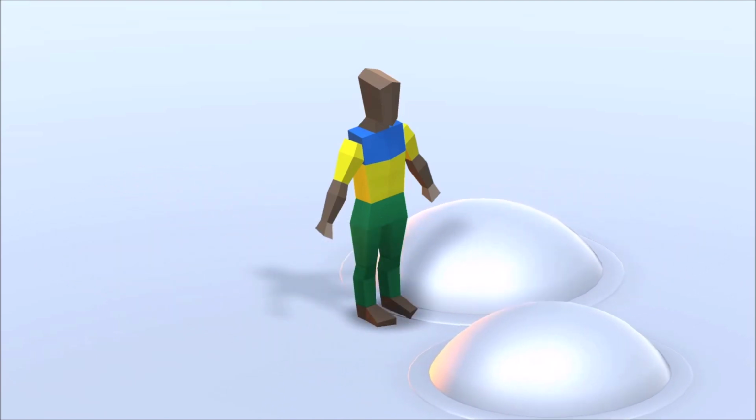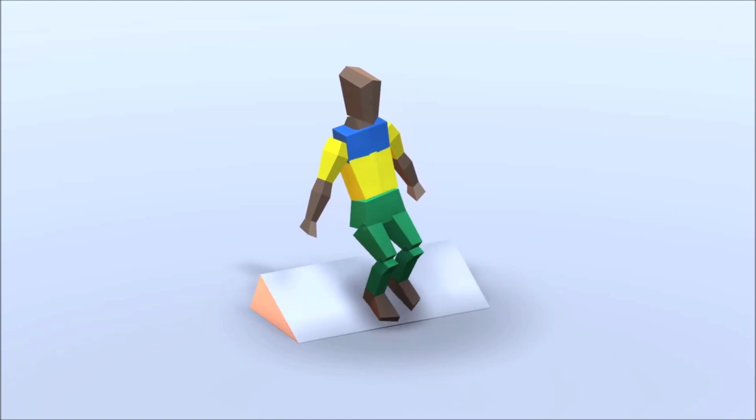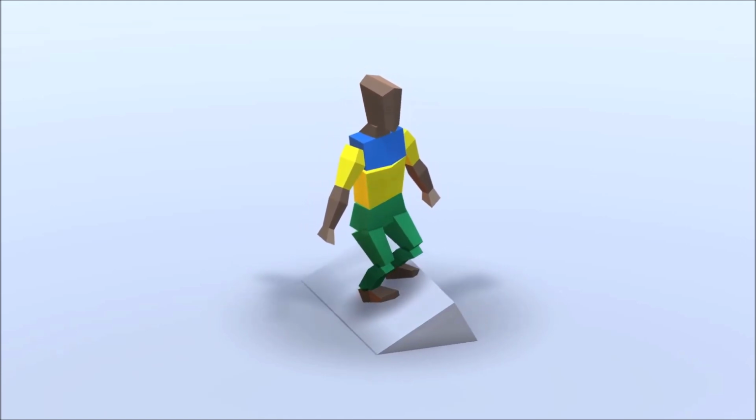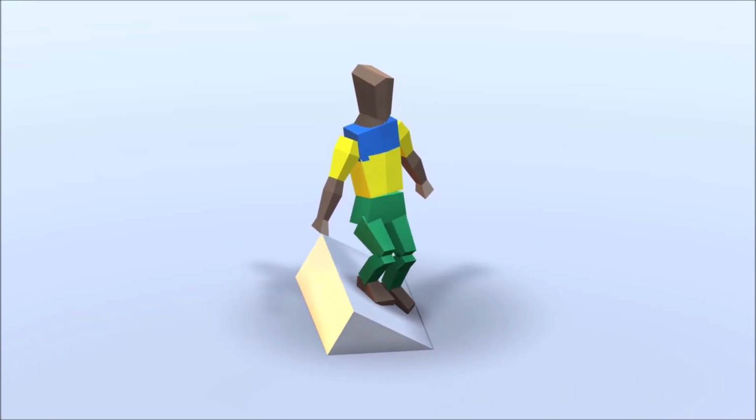For extra polish, I affect the rest of the body joints as well, to make my character look as if he's trying to keep his balance. Probably needs some tweaking, but it's a good start. This is how I like my characters. Based.